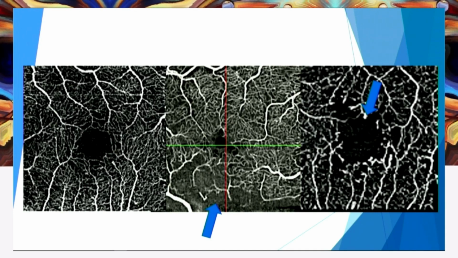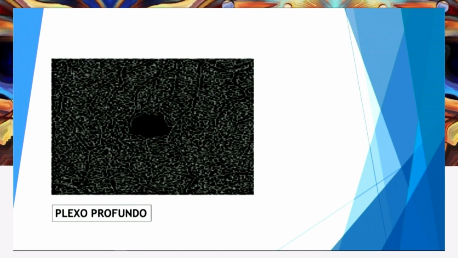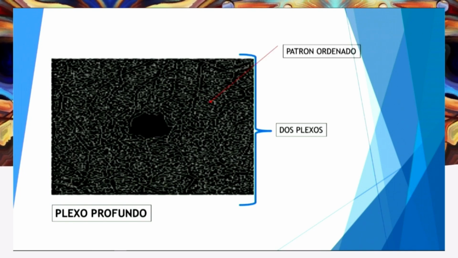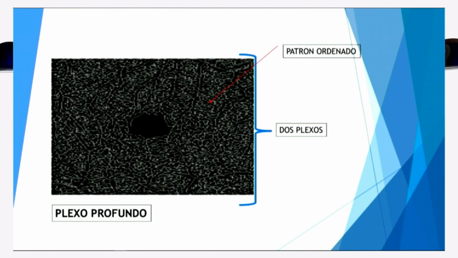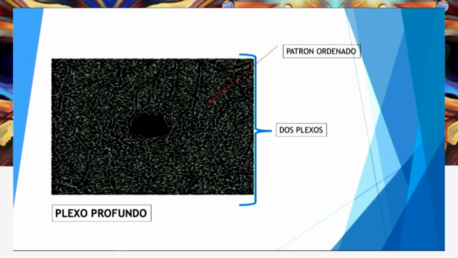As Dr. Garnica said, not all of them will be adequately seen. The deep plexus, what about its characteristics? These are far smaller vessels. We take into consideration two of them, the intermediate and the deep one, and there is an orderly pattern. They are smaller and well distributed. It is some sort of granular, regular shape. These are the characteristics of the deep vascular plexus.